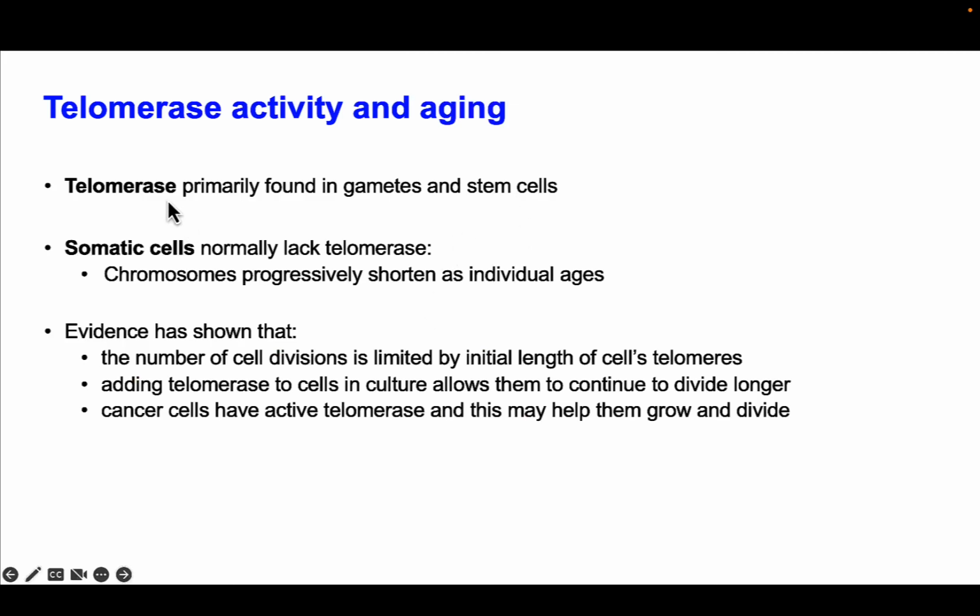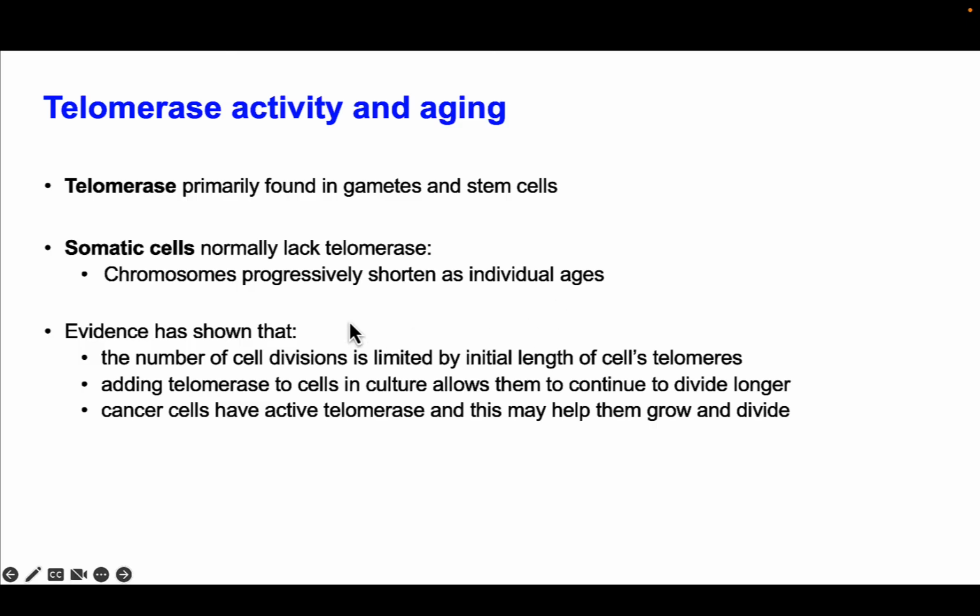So telomerase in our cells is primarily found in gametes, and we'll talk about the difference between gametes and somatic cells. These are the sperm and eggs, and it's also found in stem cells. Most of the cells in our body are somatic cells, and they normally lack telomerase. And so the chromosomes do progressively shorten as individuals age, and this is thought to contribute to the process of aging.